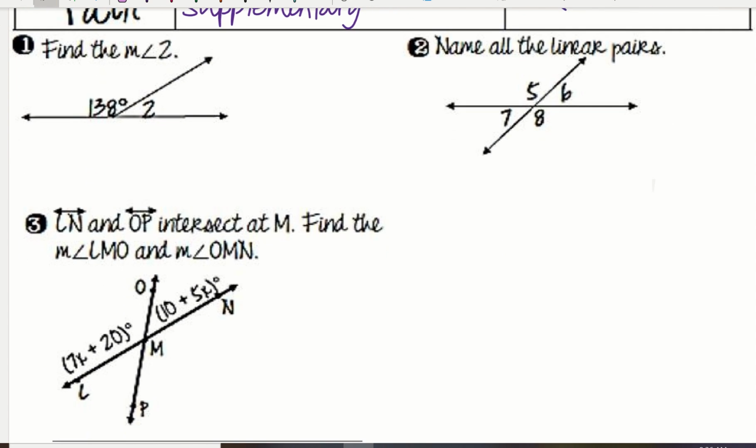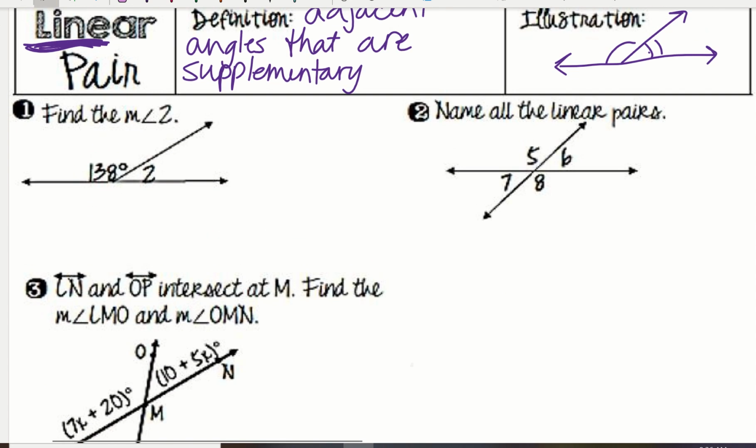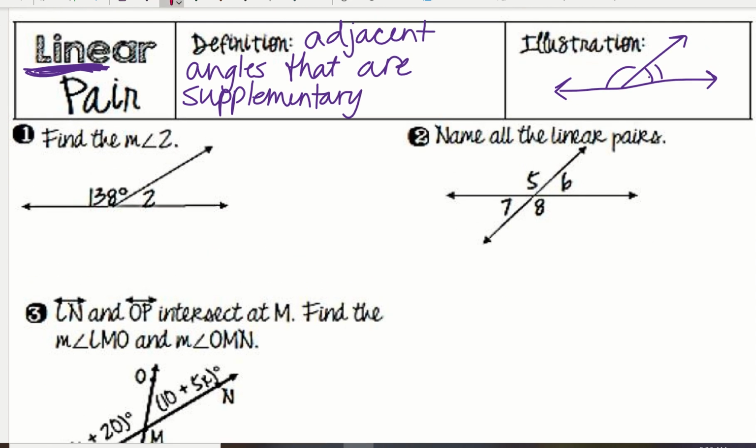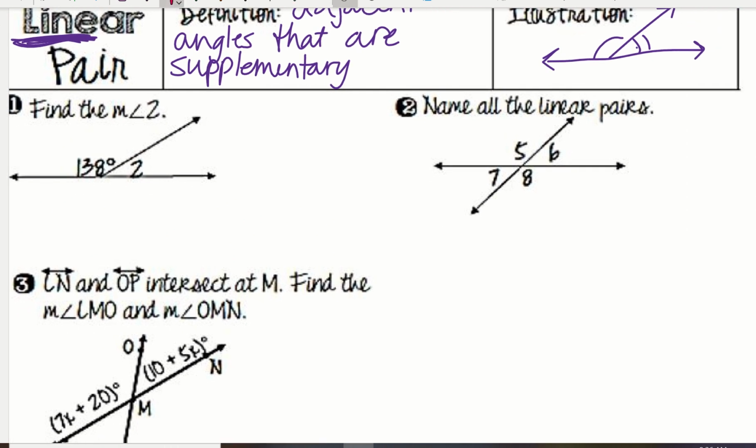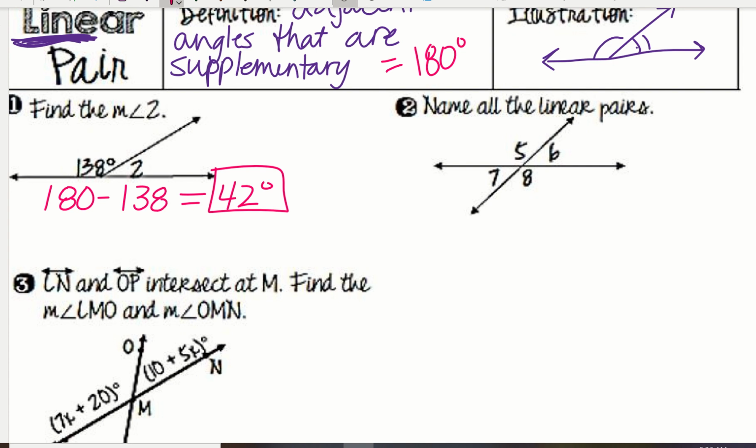All right? So angle 2, if they form a line, what does that mean that they have to be equal to? 180. I'm going to write that down just so that we remember. So for angle 2, what should I do? 180 minus 138. Perfect. 180 minus 138, which gives me 42. So angle 2 is 42 degrees.